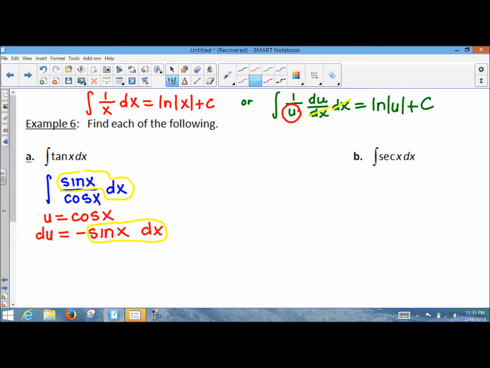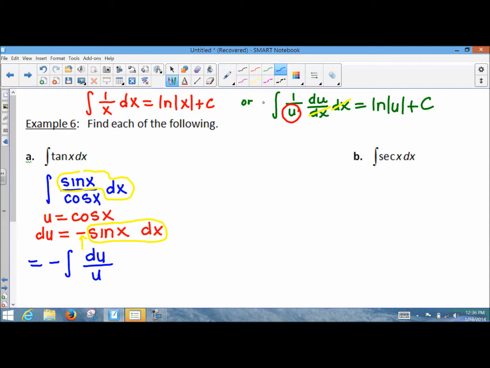So we could almost replace sine of x dx with du. The problem is this guy, this negative. So we have to account for him, and we will account for him simply by bringing him out in front of the integral and then making that replacement. Sine of x dx is du, and then all divided by cosine is all divided by u now.